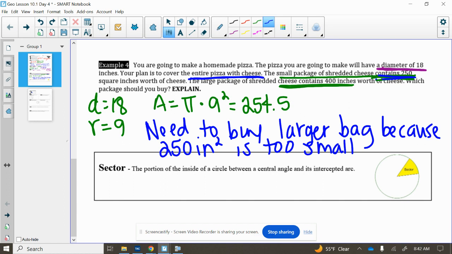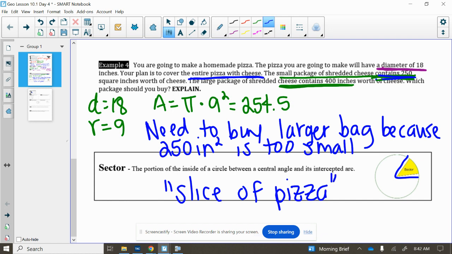Now, speaking of our pizza and our slice of pizza, we have sectors of our circle. So what if we don't want the area of the entire circle? We just want the area of the slice of pizza, just one piece of the pie. That's where we involve a sector.